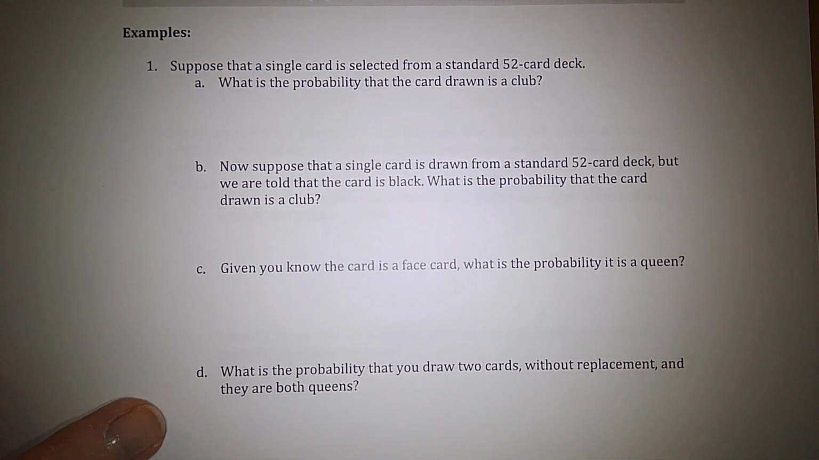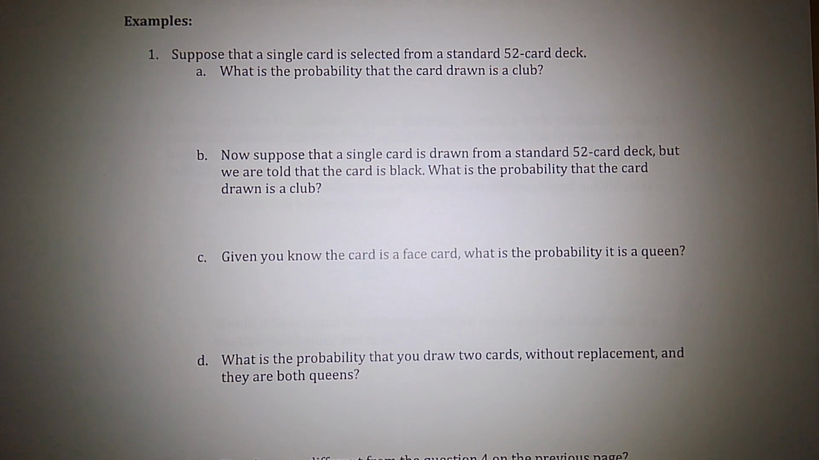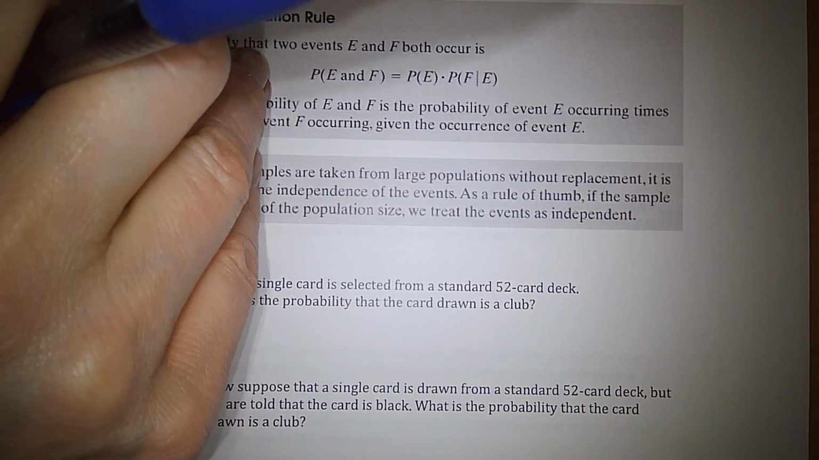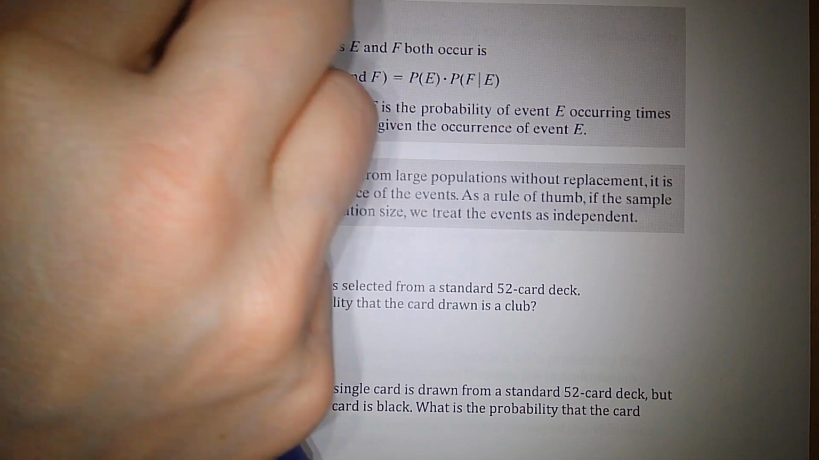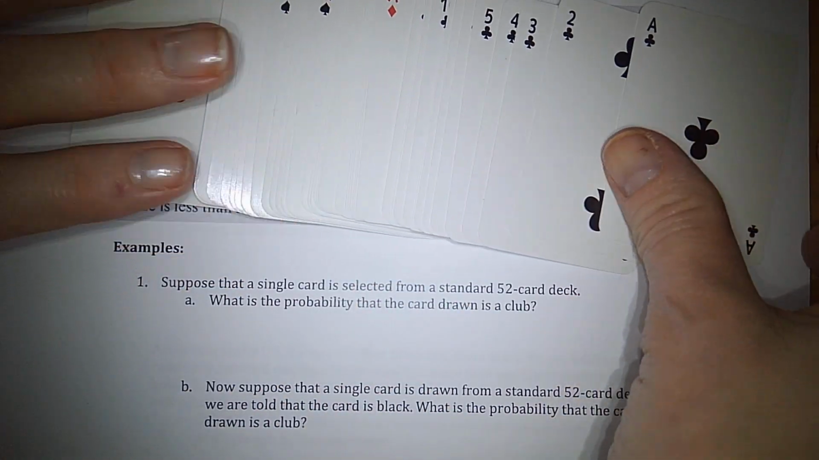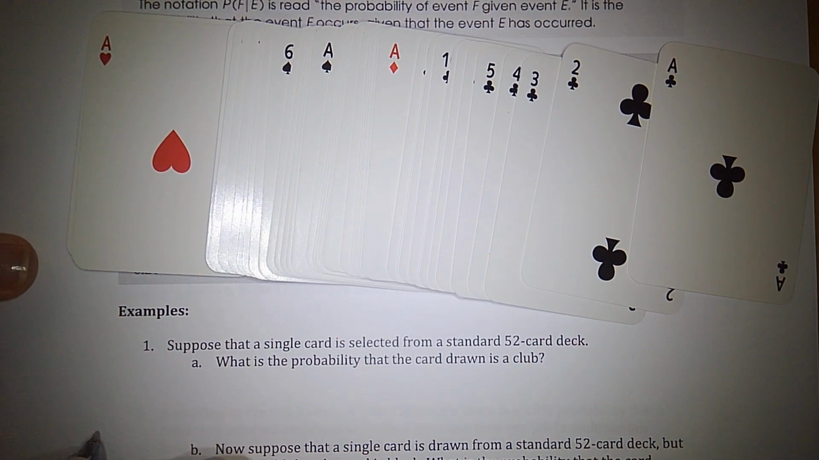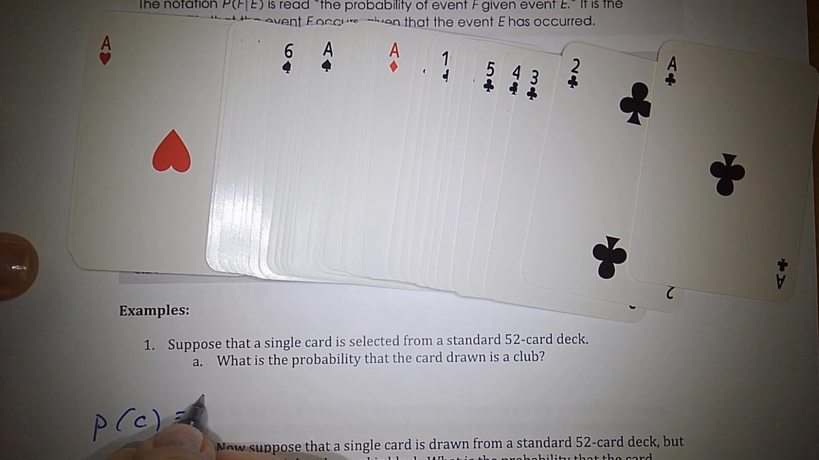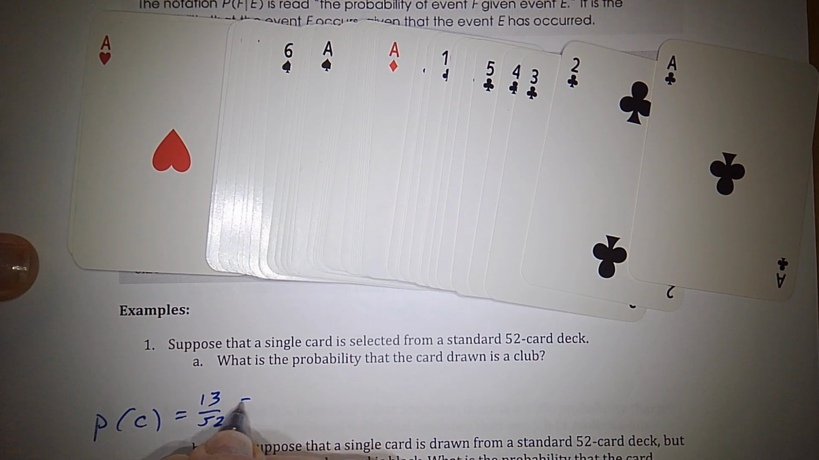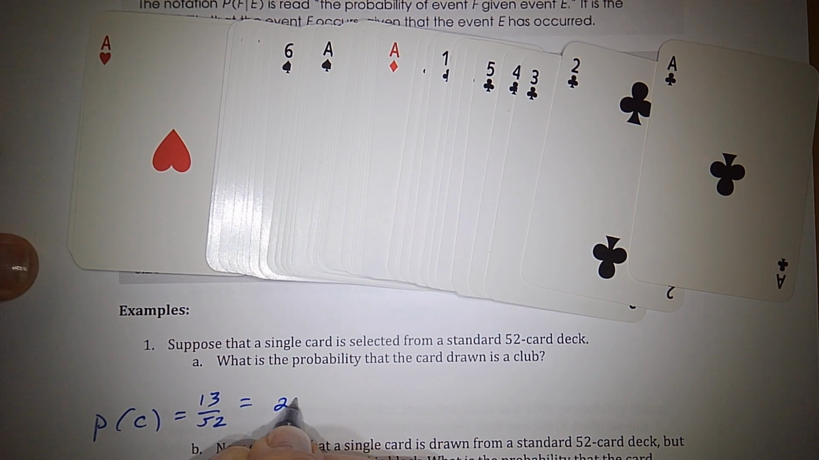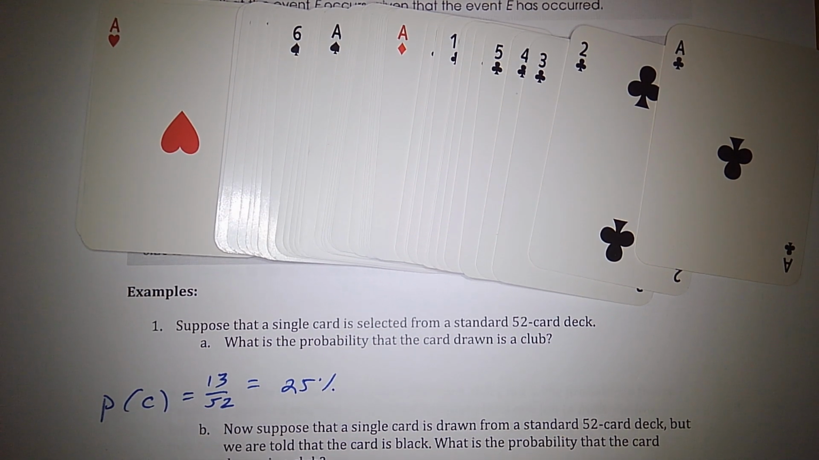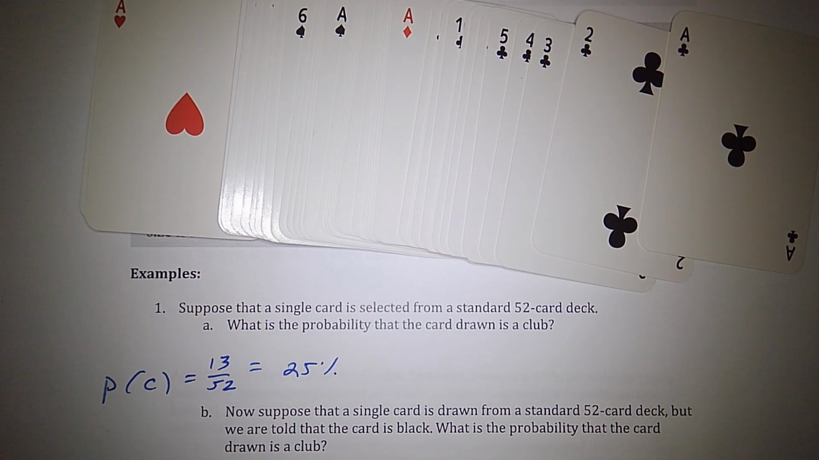Examples. Let's suppose a single card is selected from a 52 card deck. What is the probability that that card is a club? So again, we've got our cards in front of us, and I want to know the probability that you're going to select one club out of all of these cards. Well, I know the probability of selecting a club is going to be 13 out of 52, which is 1/4 of the deck, which is 25%, because there are 13 clubs.